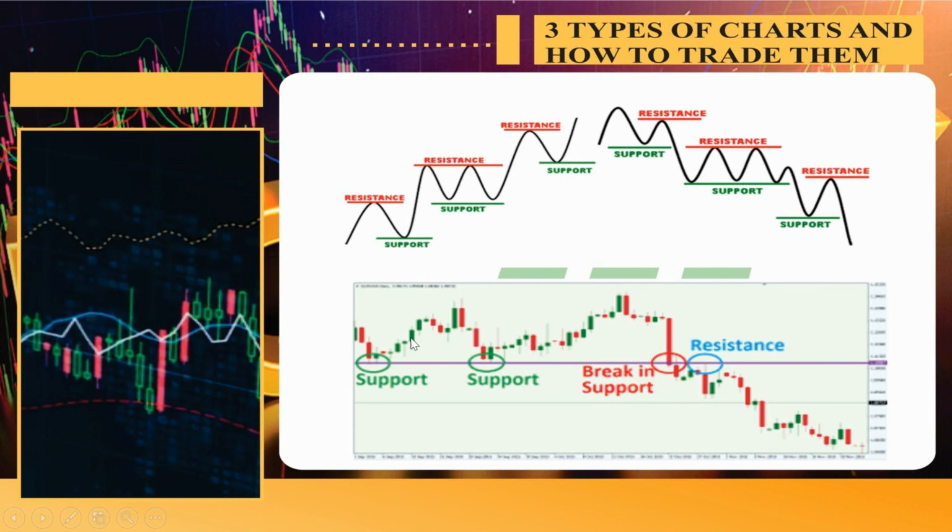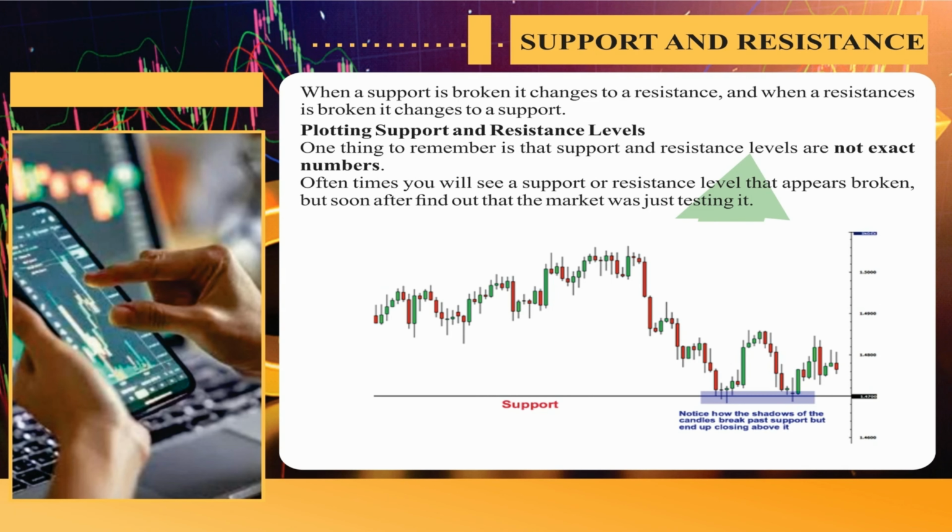So we can see this is an example of it. We have a support. When the price breaks it, it changes to what? A resistance, and the market goes down. So this is a support, it pushes the market upward.